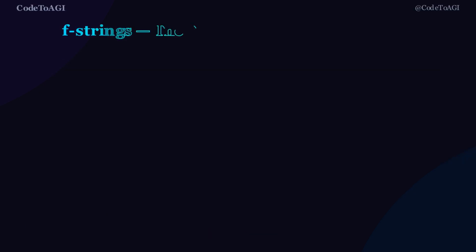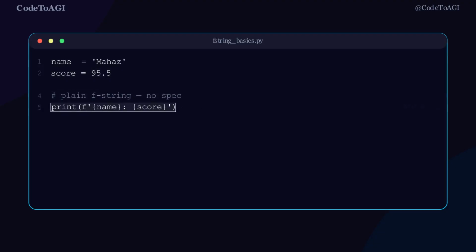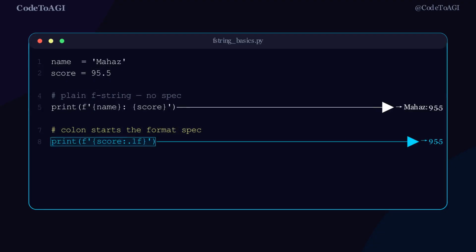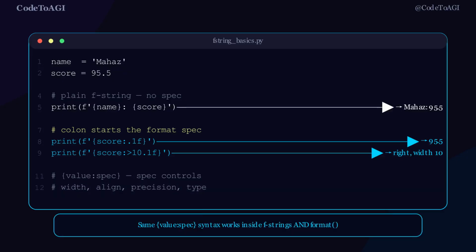Let's go. F-strings already format values inline. But the real power is after the colon. That colon starts the format spec. F, braces, value, colon, spec. The spec controls width, alignment, precision, and type. Without it, you just get str of the value. With it, you control exactly how it looks. The same mini-language works in f-strings and format.